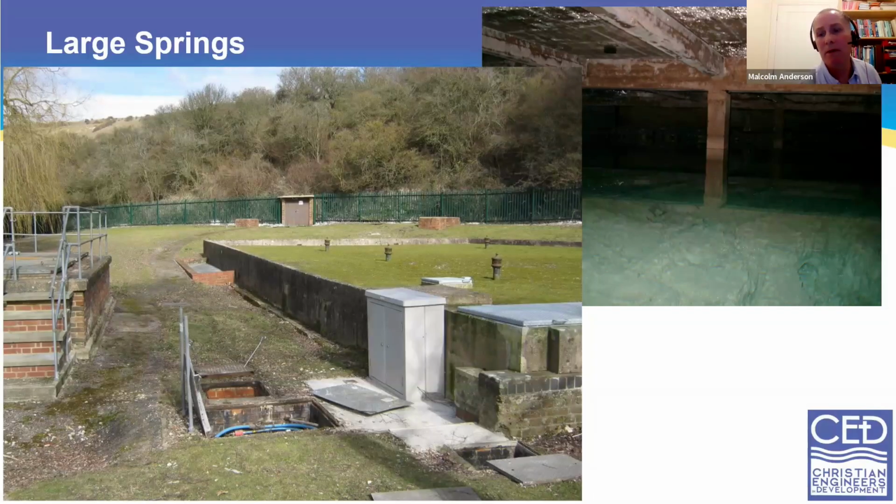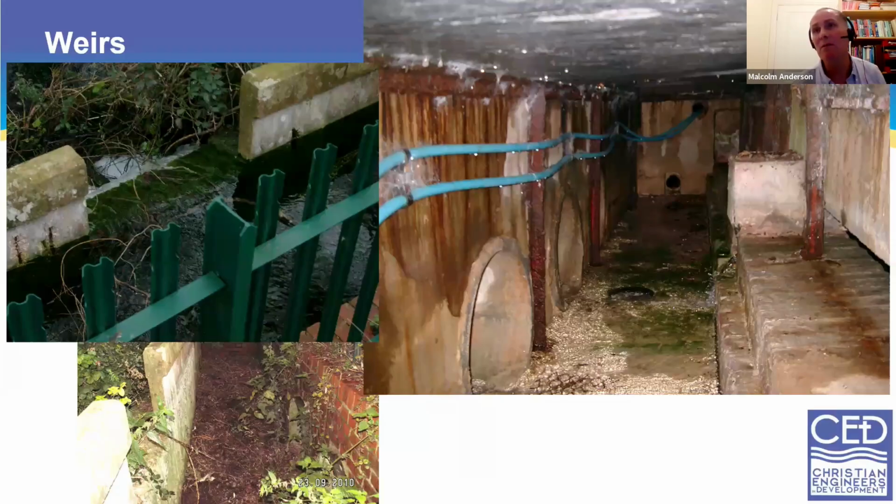And incidentally, this spring also has a weir in it, as it comes out of the spring into these culverts. It comes out the culverts here when it's wet and then goes over this weir, which is what you can see here in the wet condition.